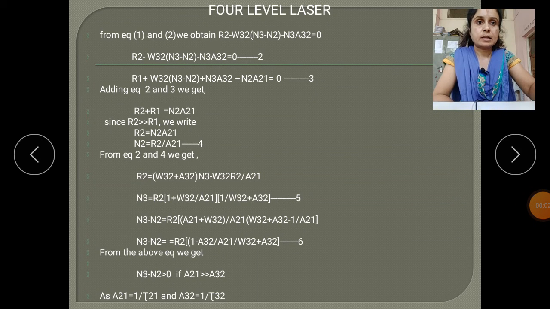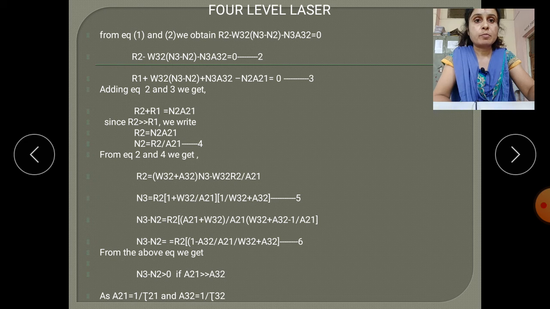Hello friends, in the last lecture we discussed the 4-level laser. In this 4-level laser, there can be various types of pumping processes for population inversion, working according to the energy level schemes. So today we discuss the continuation of this 4-level laser topic.